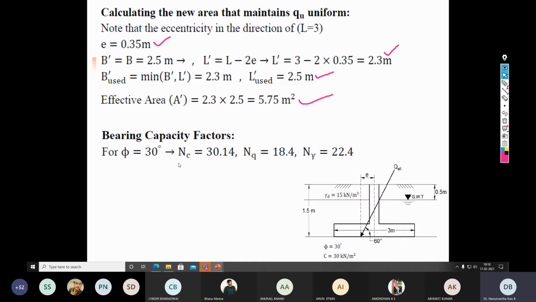So these are the bearing capacity factor values. Again, I request please check it. NC is 30.14, NQ is 18.4, N gamma is 22.4. This N gamma shall be less than NQ. N gamma 15.1, sir. Yeah, so 15.64. Yeah, correct. 15.64. Very good. So N gamma is 15.64, NC is 30.14, NQ is 18.4. Okay, so up to this point, there is no question. Straightforward.